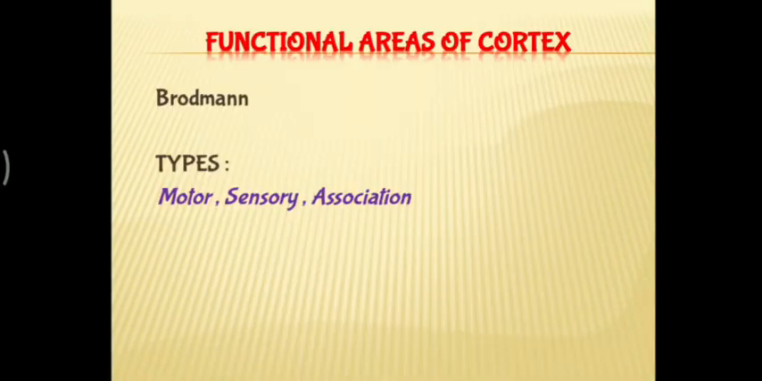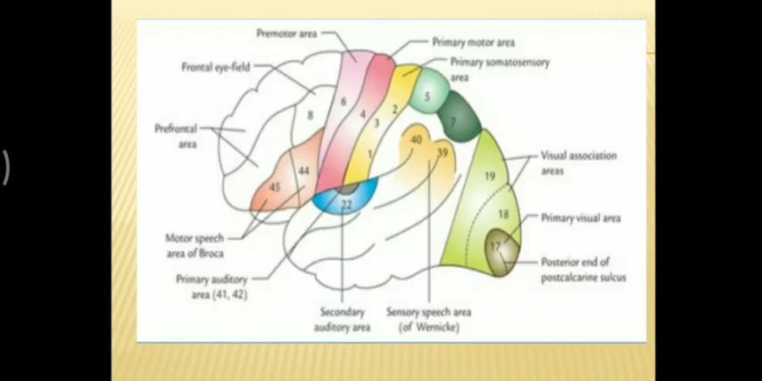The functional areas of the brain were divided by Brodmann into 47 areas. They are classified as motor, sensory, and association. The motor area is concerned with motor function, the sensory area receives the afferent impulses, and the association area provides association between the neurons for integrative and cognitive function, and they occupy about 75% of the cerebral cortex. So next we are going to see the different functional areas in the different lobes of the brain.